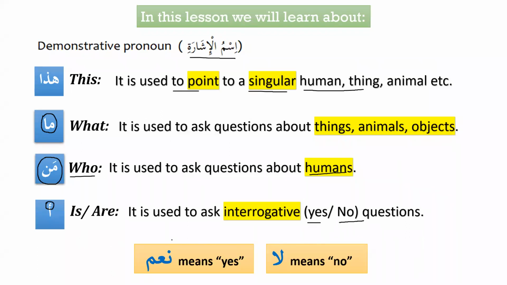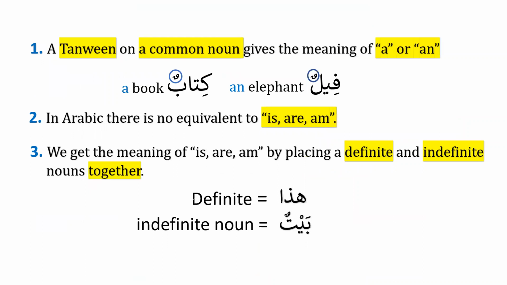And then we will learn about two particles. The first one is na'am, that means yes, and the second one is la, that means no. So these are particles, as we call them, huruf. So inshallah, these are the objectives of the lesson that we are going to learn, lesson number 1.